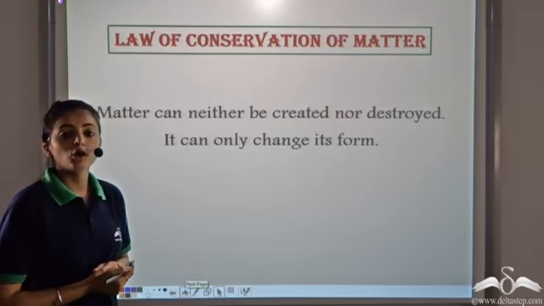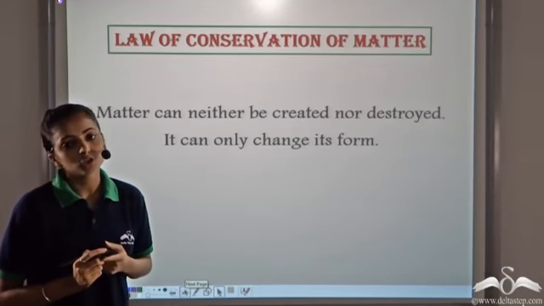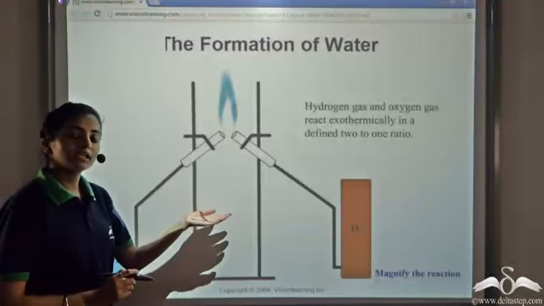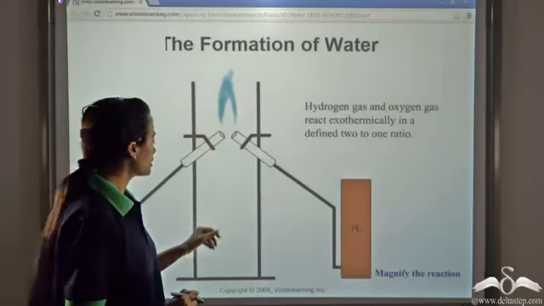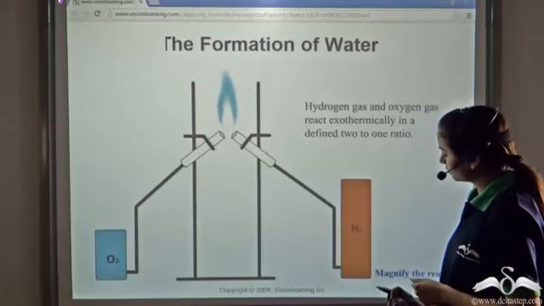Because we know that the law of conservation of matter states that matter can never be created nor destroyed. It can only change its form. So here we see the formation of water. Water is formed from oxygen and hydrogen. Now let's look at the molecular level.